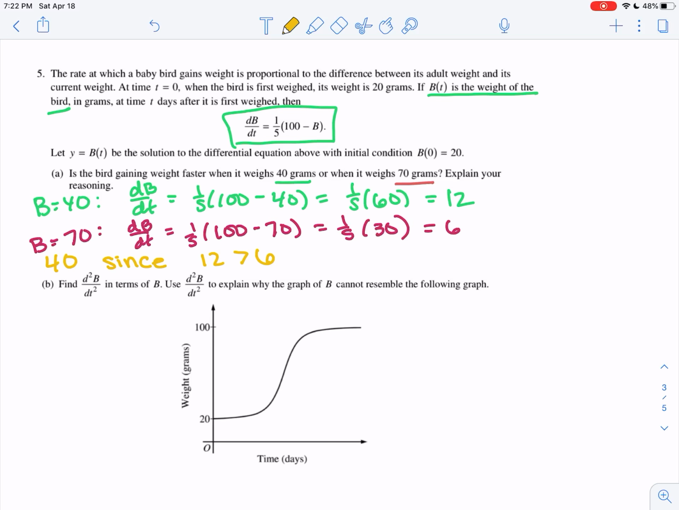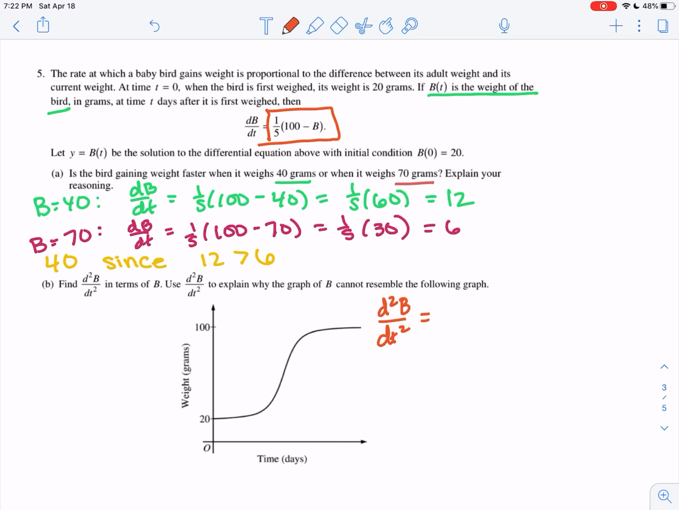All right, part B: find the second derivative in terms of B, and then use the second derivative to explain why the graph of B cannot resemble the following graph, the graph they have below there. Okay, so let's find d²B/dt² first. They already gave me the first derivative, so I'm going to take the derivative of that with respect to what? With respect to t. Always look at the denominator to know.